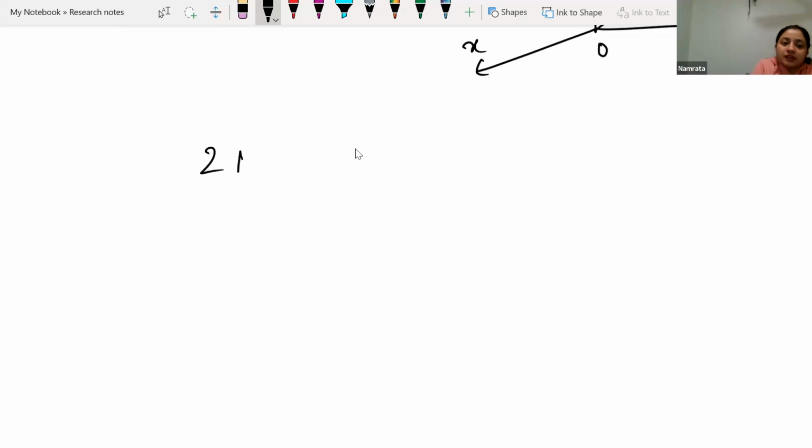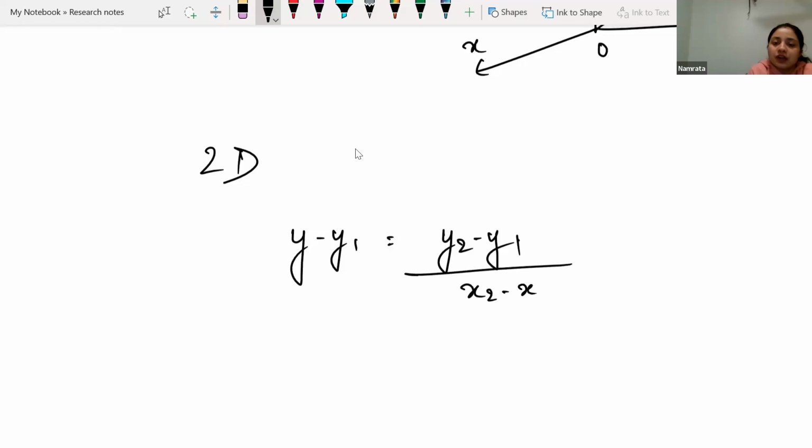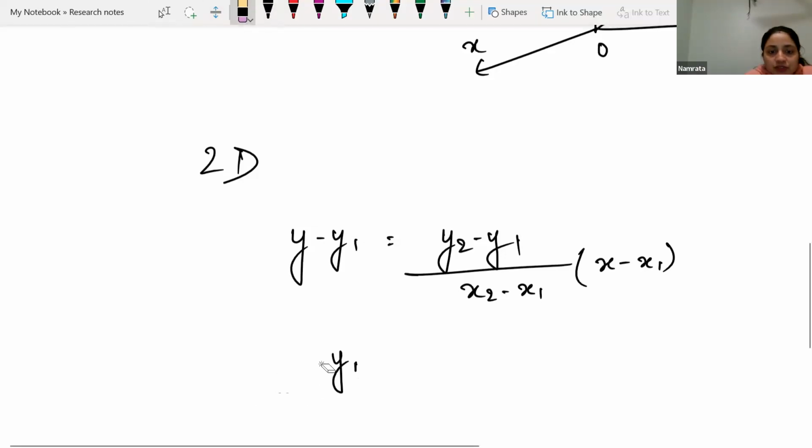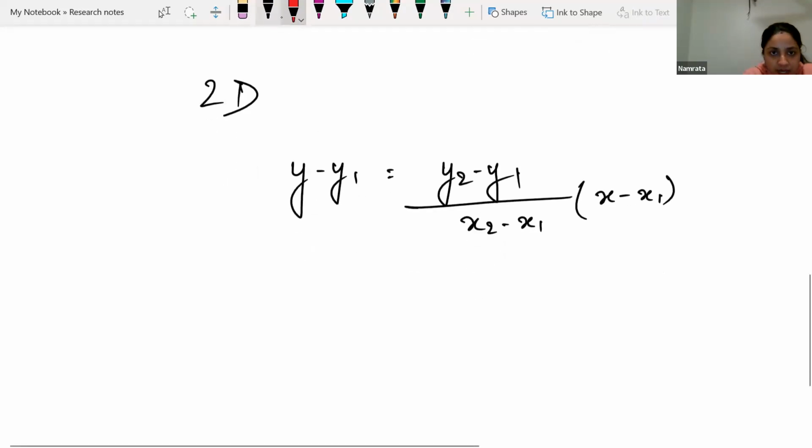Now in 2D geometry, equation of line we used to find by using the equation y minus y1 is equals to y2 minus y1 by x2 minus x1 multiplied with x minus x1. You can also write it as y minus y1 by, just a moment. So this is how we used to write the equation of a line when we were talking about the 2D geometry.